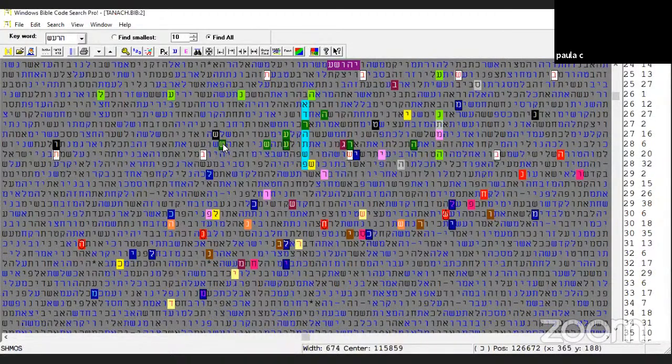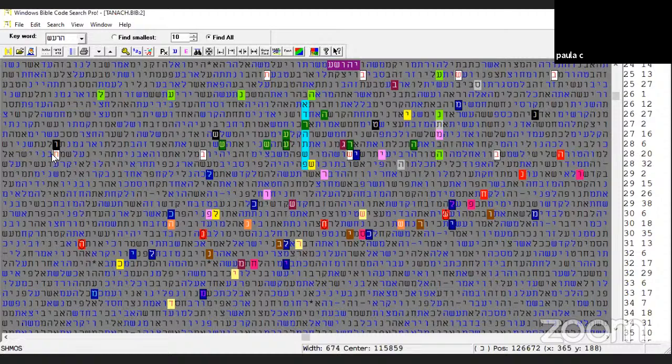Now let me see what's in the white. Oh, Shabbat is in the white. So we have in Shabbat, Shin Bet Ta, and then we have Shin Bet Ta right there.